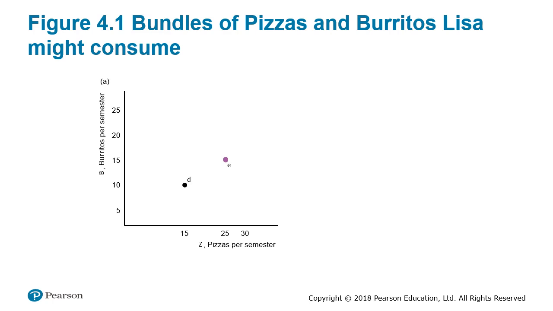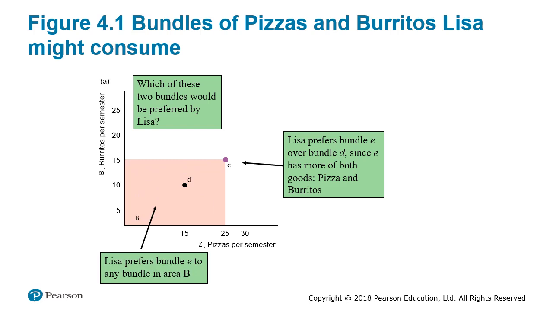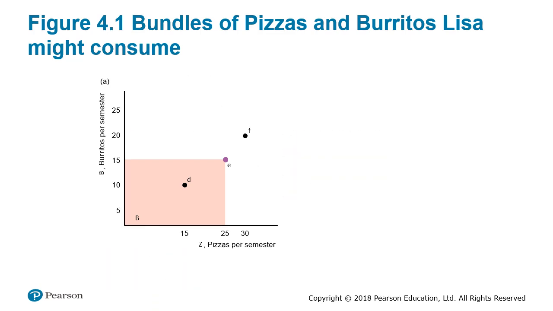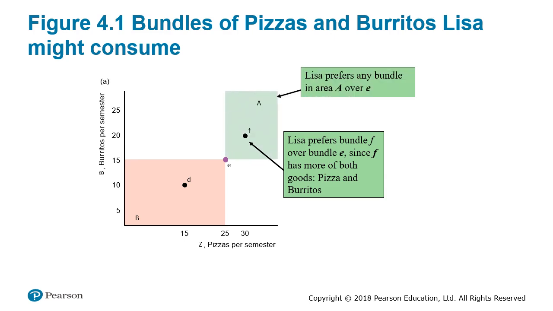Bundles D and E show possible combinations of the two goods that Lisa might consume. Which of those two bundles would Lisa prefer? Think back to our properties of her preferences. Yes, she would definitely prefer bundle E because E has more of both goods than bundle D. In fact, she'd prefer bundle E to any bundle in the pink shaded area B. What about bundle F? She would also prefer bundle F to bundle E for the same reason. It has more pizzas and burritos than bundle E. And again, for the same reason, she'd prefer any bundle in the green shaded area A to bundle E.